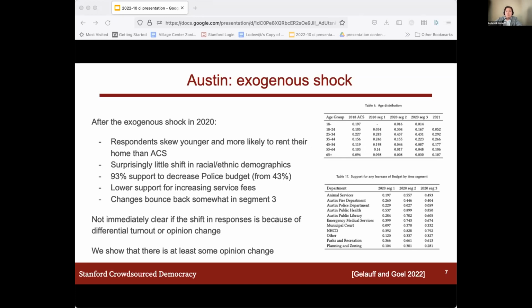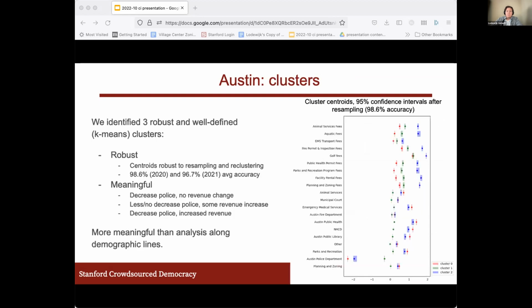However, based on this data alone, it was not immediately clear whether this shift of responses was really some kind of differential turnout, or whether there was maybe an opinion change. So in the paper, we show that there was at least a fair amount of opinion change that was underpinning these shifts. But I won't go too much into detail for that in the interest of time. I would encourage you to read that paper.